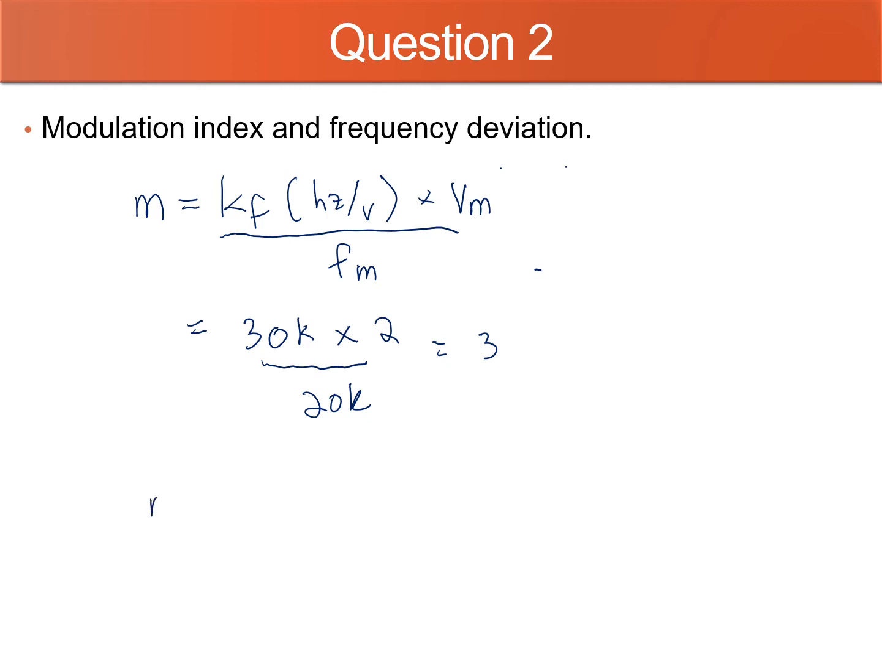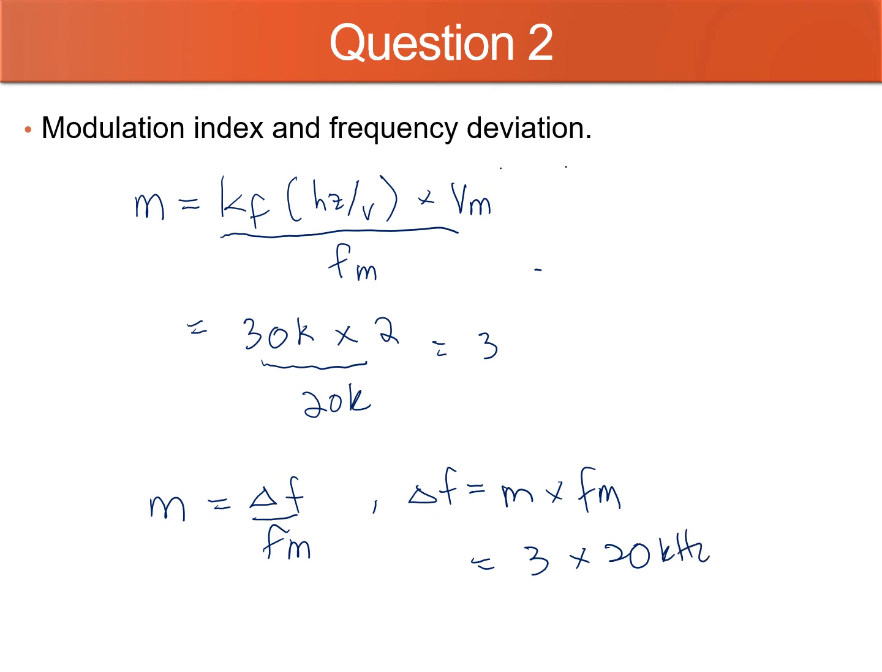Next, calculate the frequency deviation using this equation: m equals delta f over fm. Rearrange the equation: delta f equals m times fm. So m is 3, fm is 20 kilohertz. Now your delta f is 60 kilohertz.